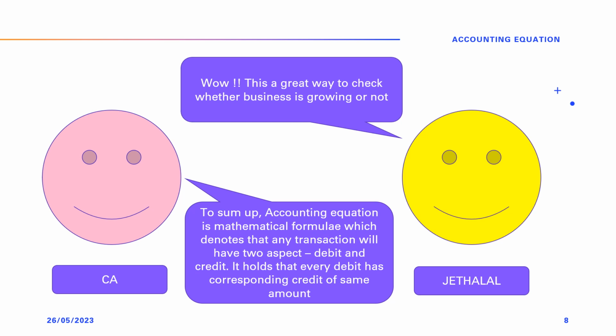In short, you can see that accounting equation is a mathematical formula where any transaction will have two aspects, debit and credit. It holds that every debit will have a corresponding credit of the same amount and vice versa. This equation forms the base of accounting entries which we pass in the books.